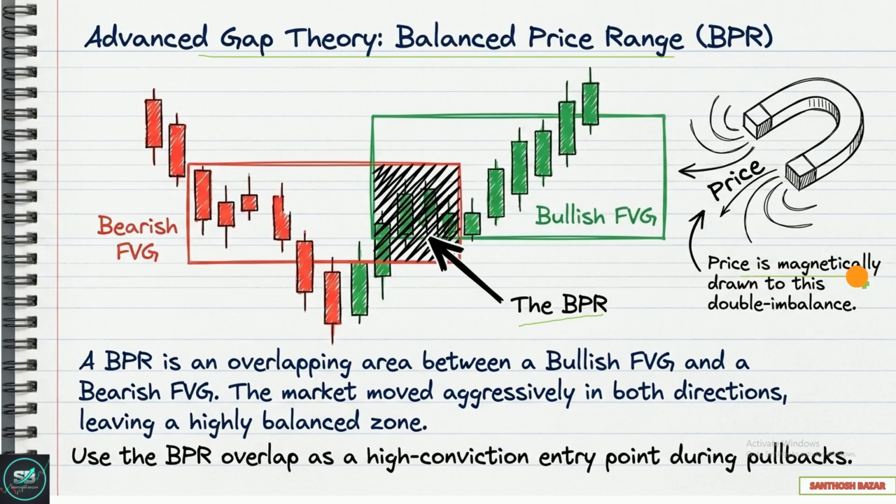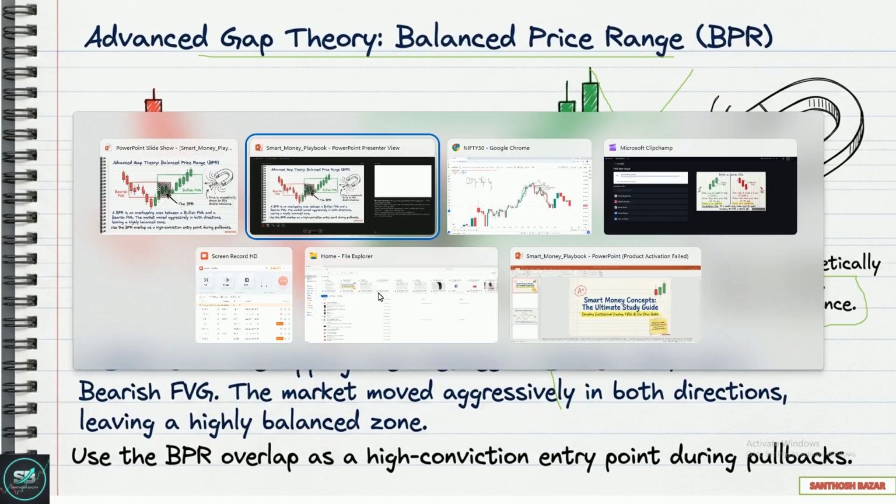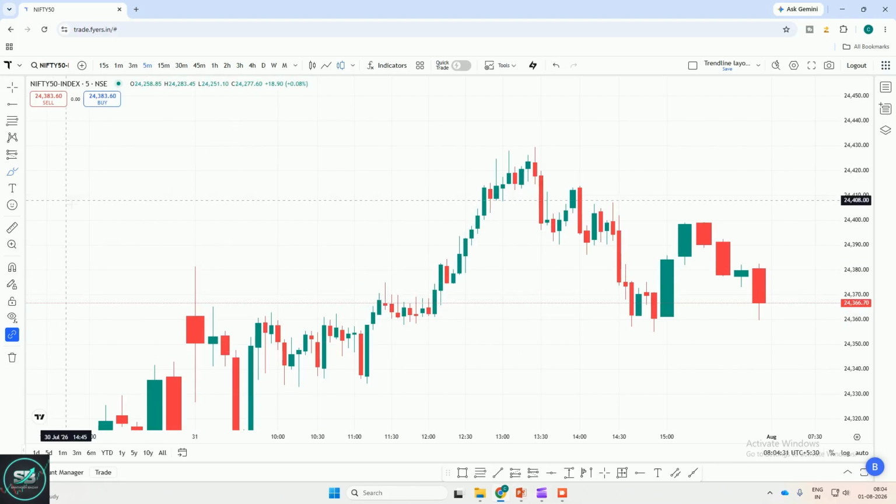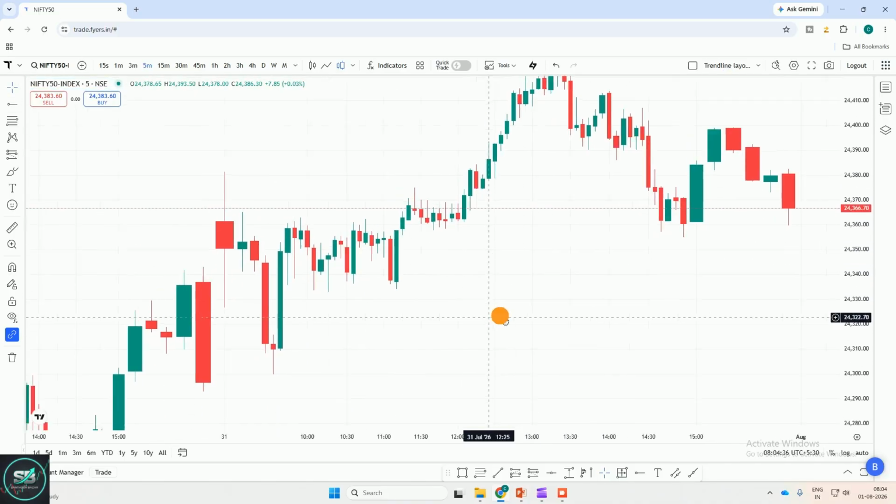Price will act as a magnet in this double imbalance zone, and price is going to get pulled to this zone, and whichever direction the price bounces from here, it goes in that direction. If it is coming from top, it will bounce to the top. If it is coming from bottom, it will further go down. This is how BPR is going to act. So let's see on the chart. Now we have seen the theory, but let's come back and see on the chart where this area is formed.